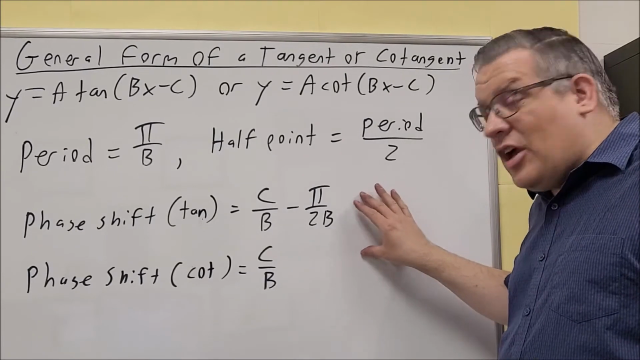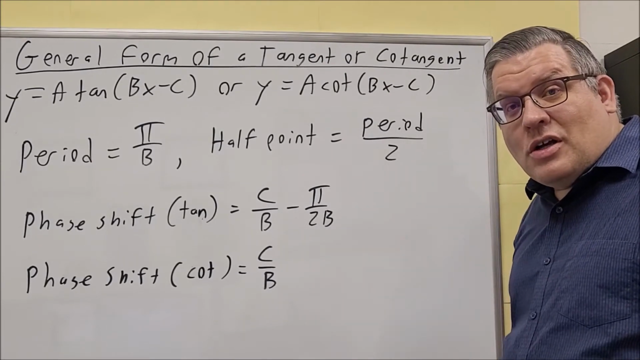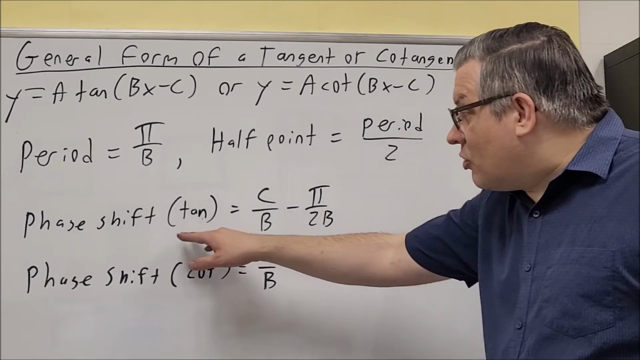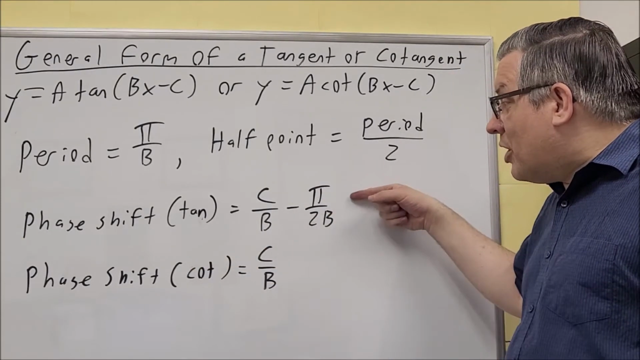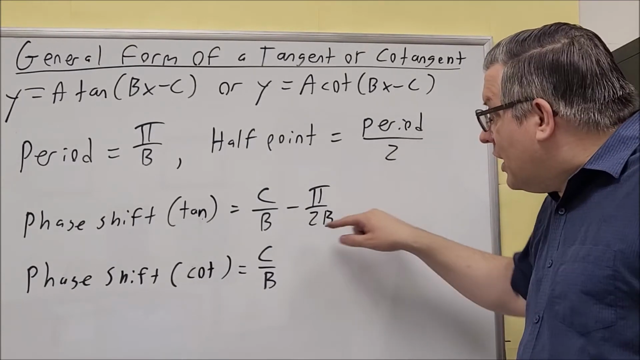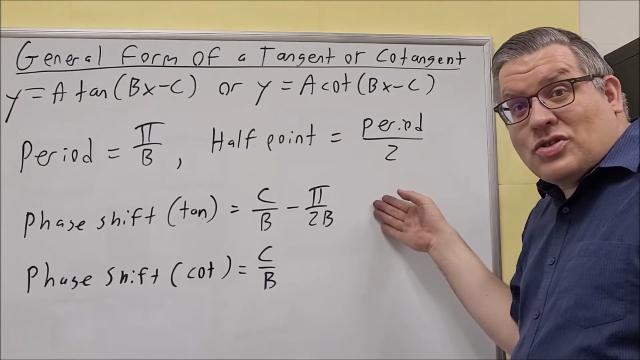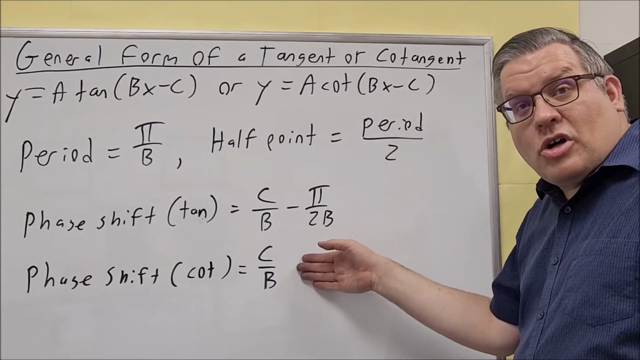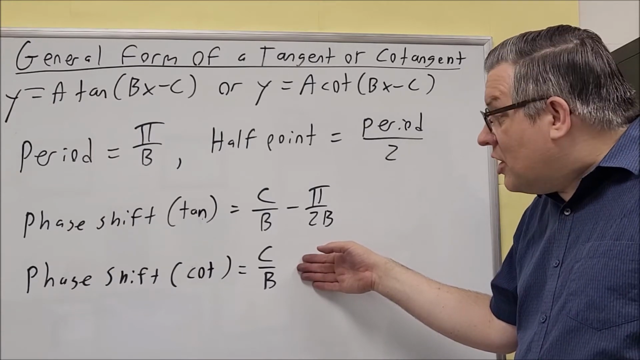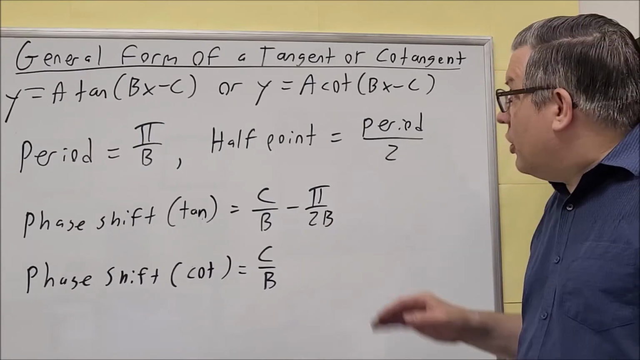Now look at the phase shift formulas. It's different depending on whether you have a tangent or cotangent. If it's a tangent graph, then it's C over B, but then you have to subtract pi divided by 2B on it. So this is a difference from the ones we looked at before. Whereas cotangent is actually the same as sine, cosine, secant, and cosecant, just C over B only, coming from this formula.